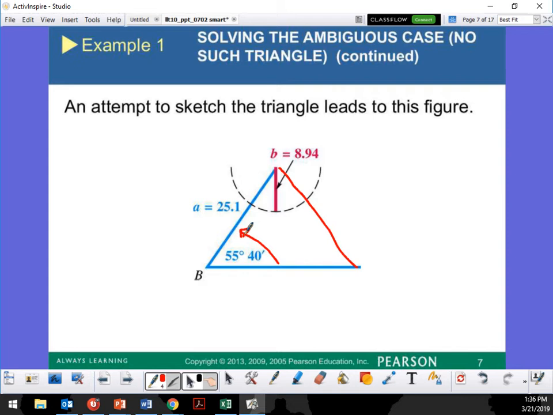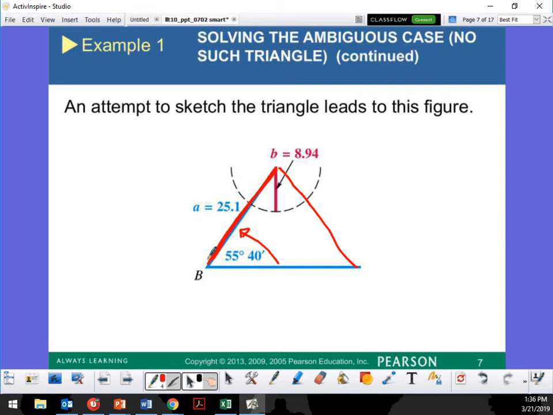Which angle? The largest side goes with the largest angle. So since this right here is so big, and because this is exactly 55 degrees 40 minutes, it cannot complete a triangle.